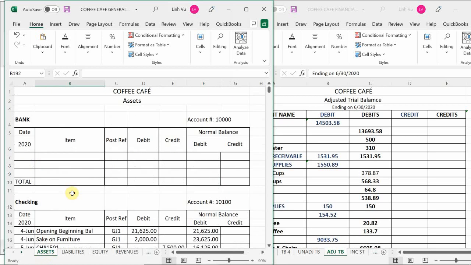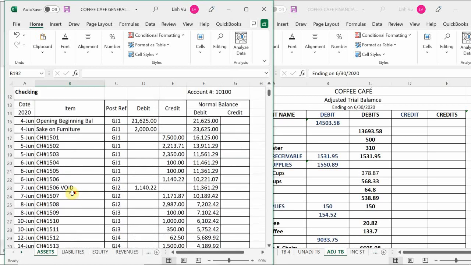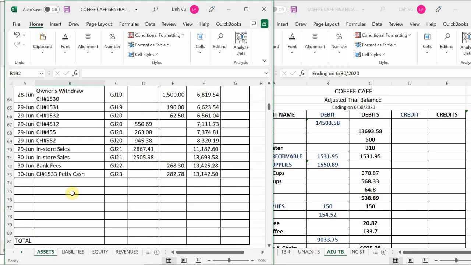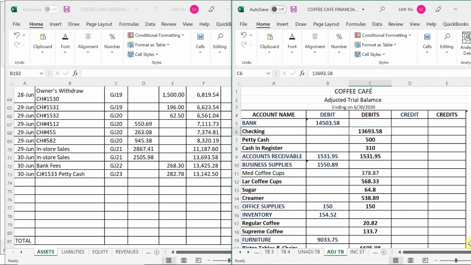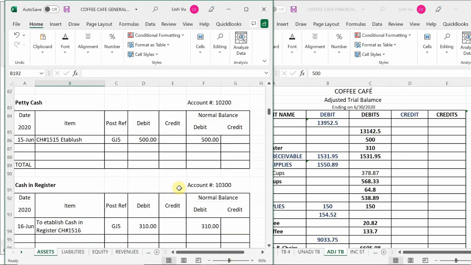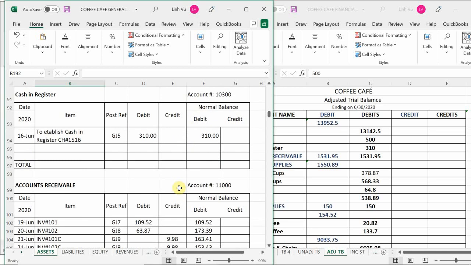Once again, starting with the bank, our checking account has changed. Our checking account is now $13,142.50. And we still have our petty cash at $500, and cash in register for $310.